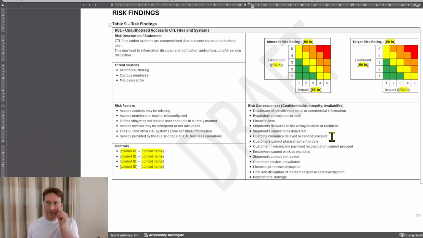Because we're dealing with international logistics and domestic, we have things like customs clearance to consider. And if our information around a shipment is modified or deleted, we can then have a delay of customs clearance, or maybe it can't proceed at all. If our system is not available, then we cannot have customers placing orders through the digital logistics platform. And then as a follow on from that, we may have issues with invoicing and payment reconciliation because a lot of these things are done through the DLP.